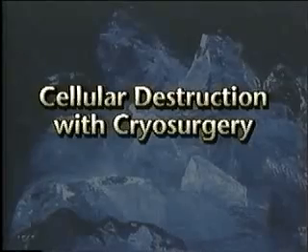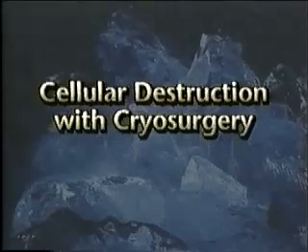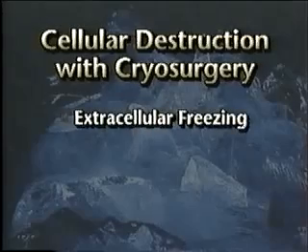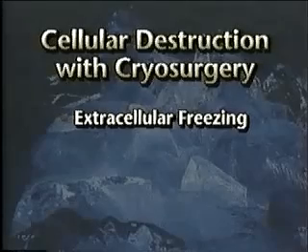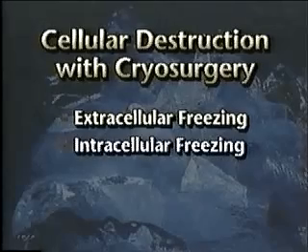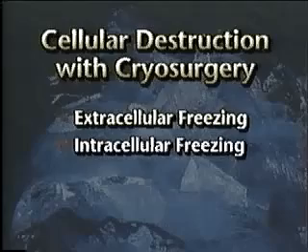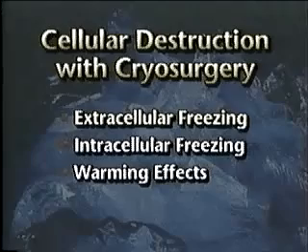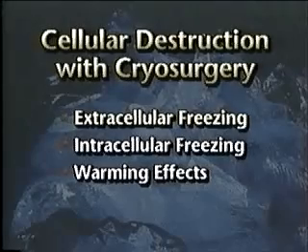Complete cellular destruction with cryosurgery is dependent upon each component of the freeze-thaw cycle. Extracellular freezing dehydrates a cell, creating a chemical disequilibrium. Further destruction is achieved by freezing the intracellular environment of a cell. The slow warming effects on the cell facilitate the rupture of the membrane, thereby completing the cellular destruction cycle.